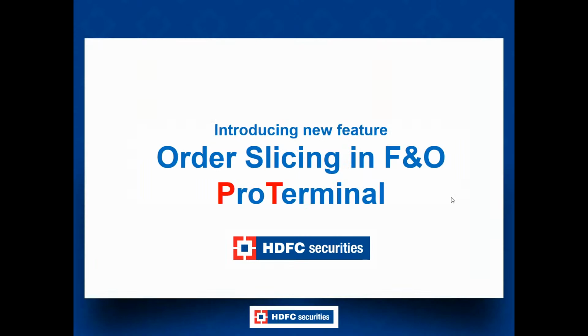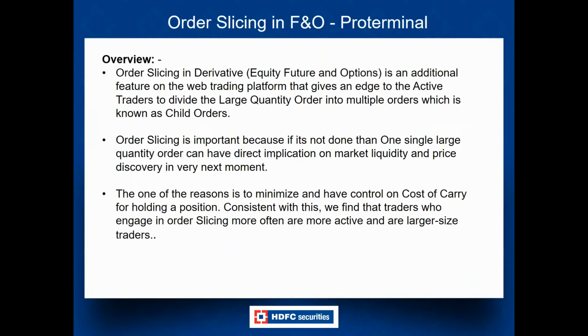First, we'll give you an introduction to order slicing in FNO, which is there in Proterminal, our advanced trading portal. Order slicing in derivatives, that is equity futures and options, is an additional feature on the web trading platform that gives an edge to active traders to divide a large quantity order into multiple orders, known as child orders. Order slicing is important because if it's not done, one single large quantity order can have a direct implication on market liquidity and price discovery in the very next moment.